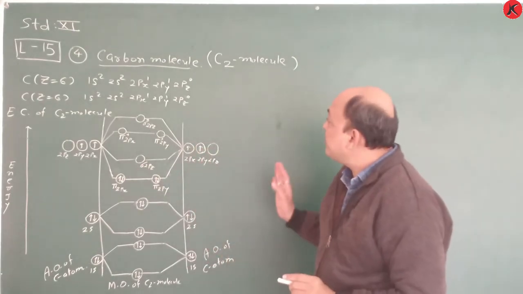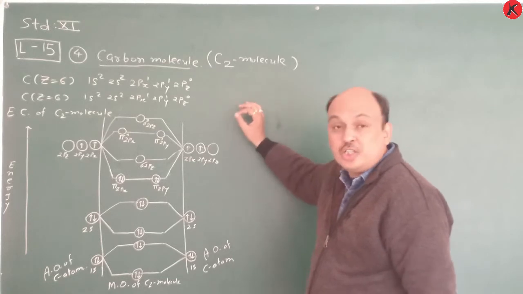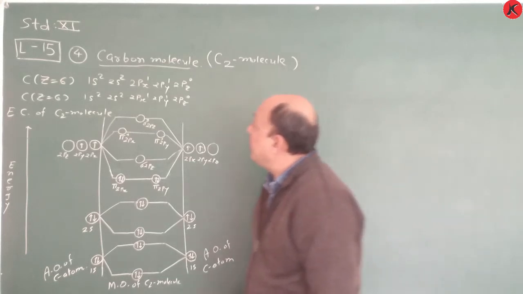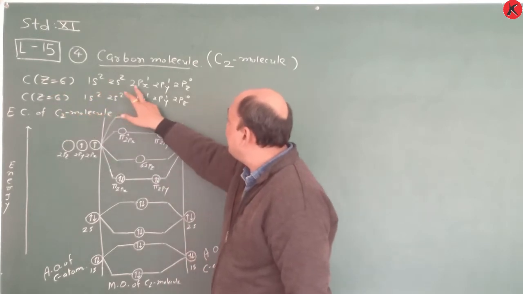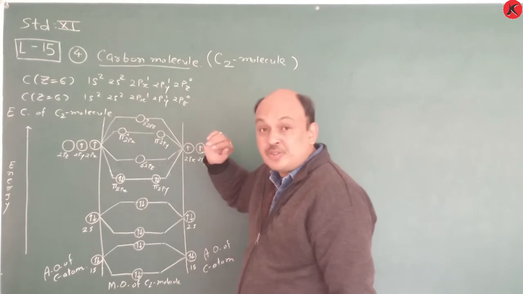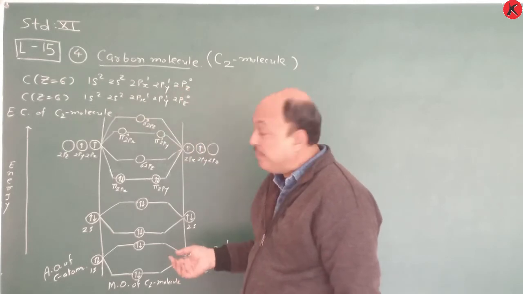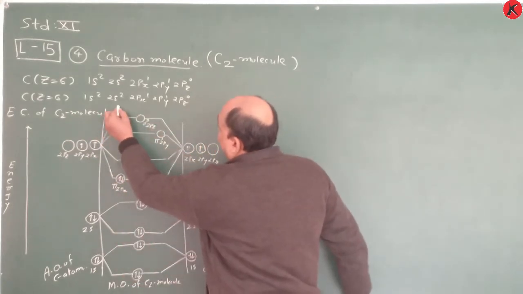So here, first of all, draw attention towards the electronic configuration of carbon. Z is equal to 6: 1s2, 2s2, 2px1, 2py1, 2pz0. In the same way, another carbon atom is also there, and the electronic configuration remains the same. So what is the electronic configuration of the C2 molecule? Just we write later on.